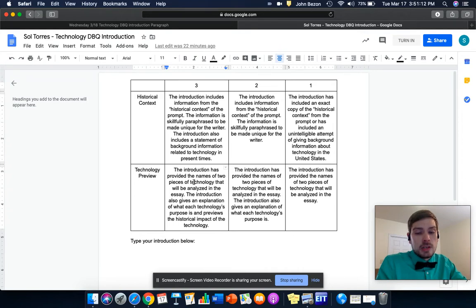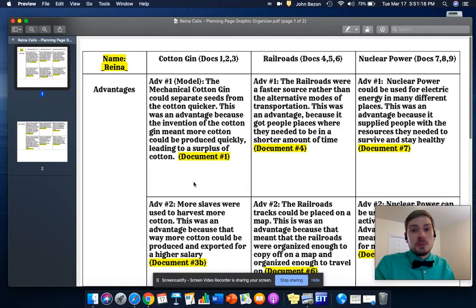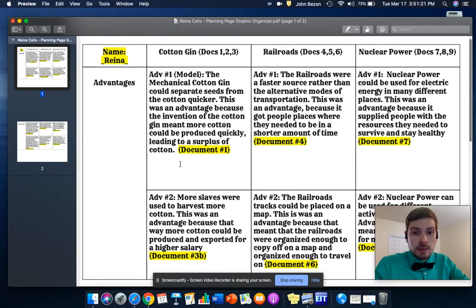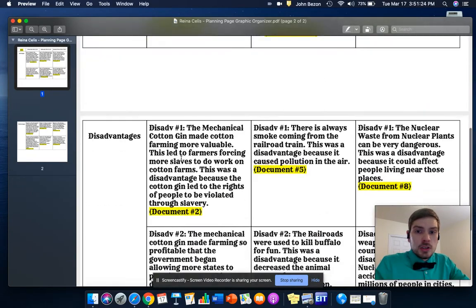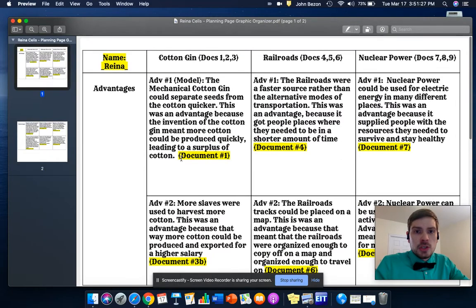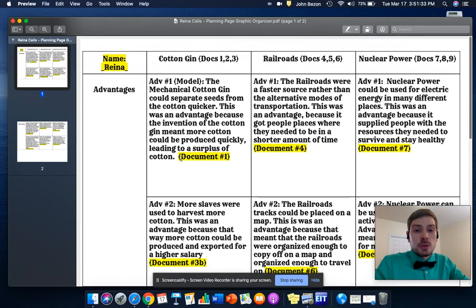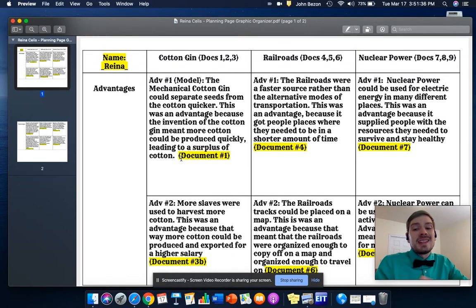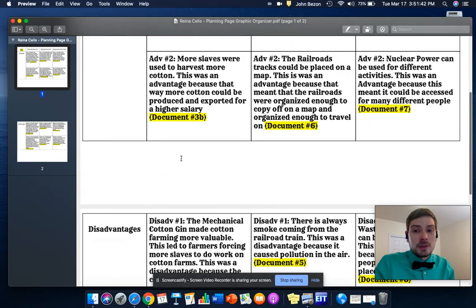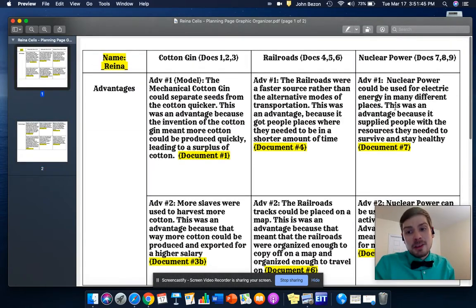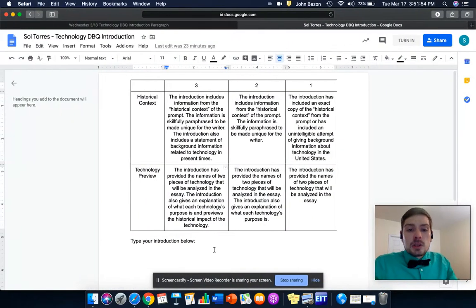You are writing about cotton gins, railroads, nuclear power. At this time, you should have an idea of what technologies you're going to focus on. I have Raina's graphic organizer on the screen right now. She has enough information for any of these technologies that she could write about the cotton gin or railroads or nuclear power. She's only writing about 2 though. So she should pick the 2 pieces of technology she has the most information on, what she feels most comfortable on. So when you open up your graphic organizer, if you realize, I don't have a lot of information over here for nuclear power, don't write about it. Only write about what you're sure you can do well on. Be aware of that.